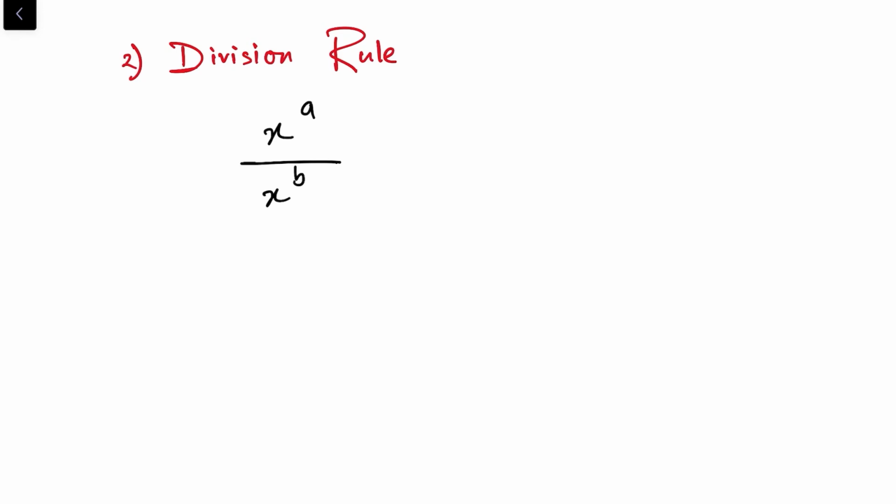Previously we have seen when it comes to multiplication, we check if the base is the same, and then if the base is the same, we just add the powers. Now, in case of division, we also have to check if the base is the same. The base is x, so let us write the base here, x. Now we see it is division. When it comes to division, we just need to subtract the power values, so it will be x to the power a minus b.